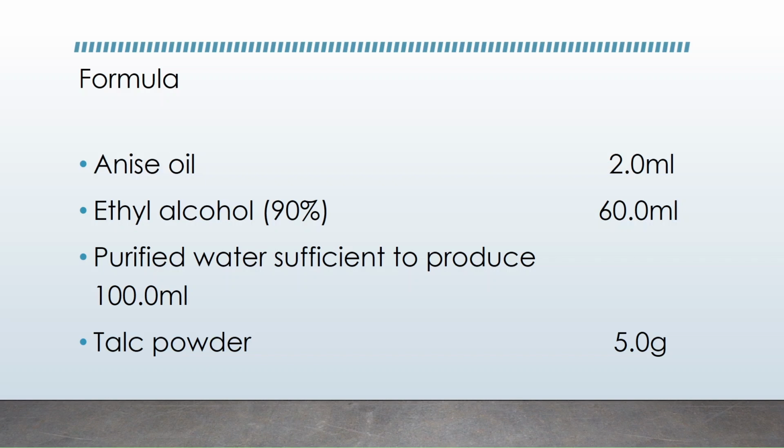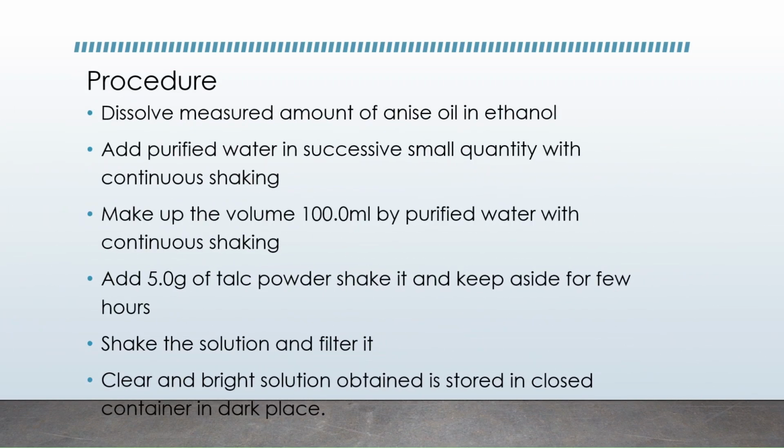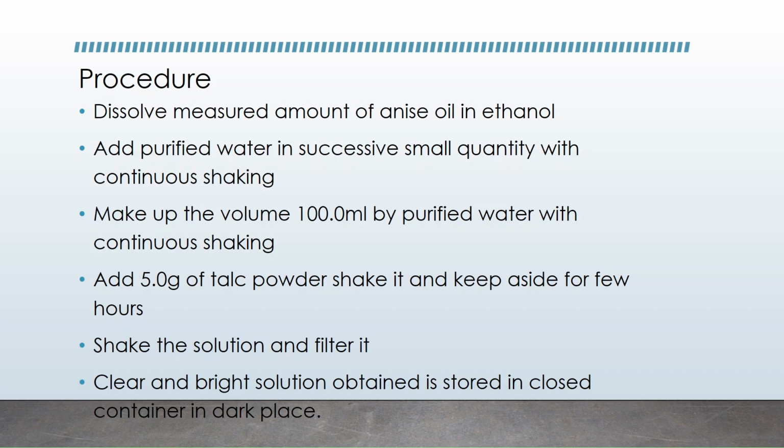In case you're preparing 50 ml, you reduce this formula. In case you're preparing 150 ml, you increase or enlarge the formula. In case you're preparing 1000 ml, maybe for large scale, that is 1 liter, and then 2 liters, 4 liters, depending on what you require to prepare. So you can enlarge the formula, but this is the standard formula that we use when we are preparing anise water, concentrated anise water.